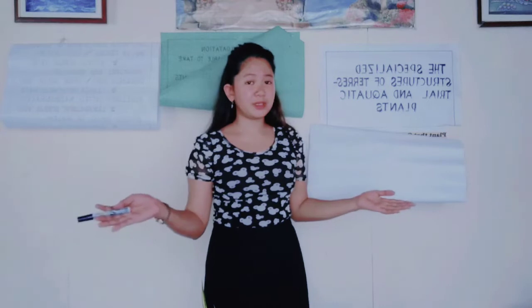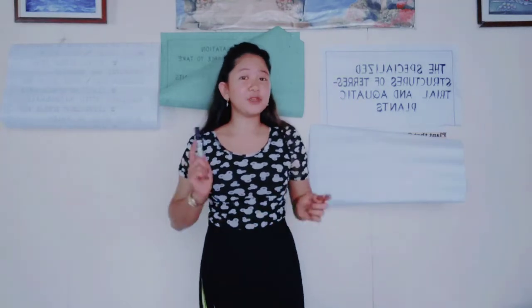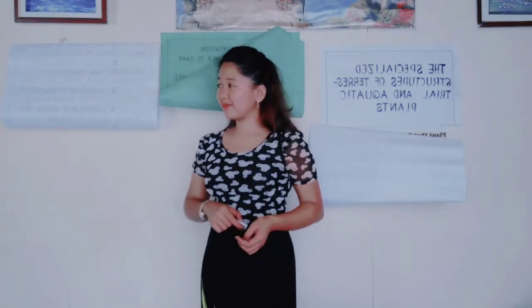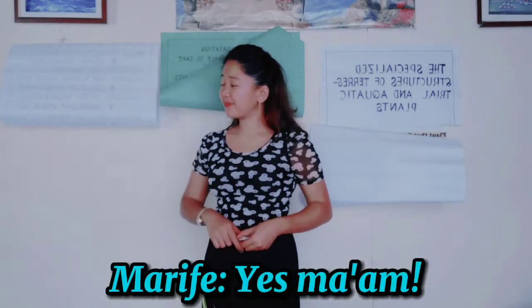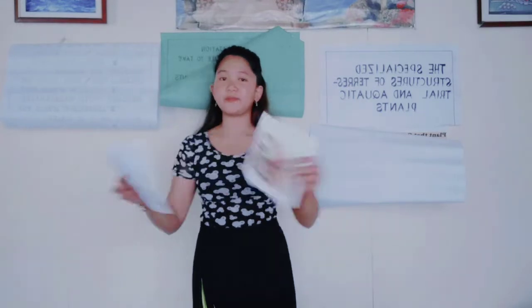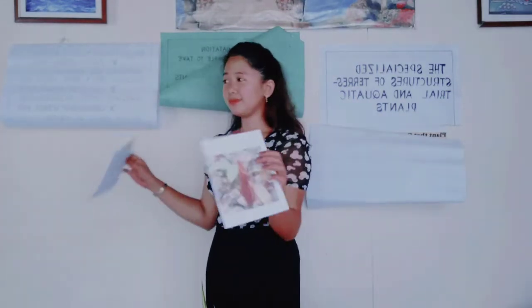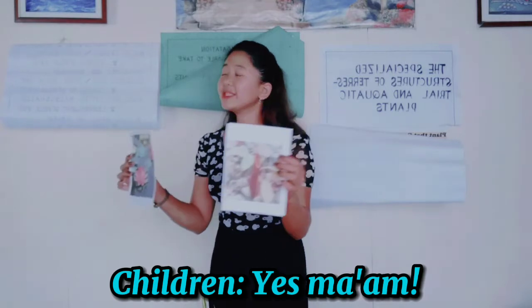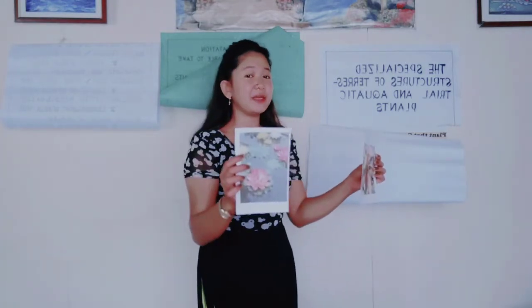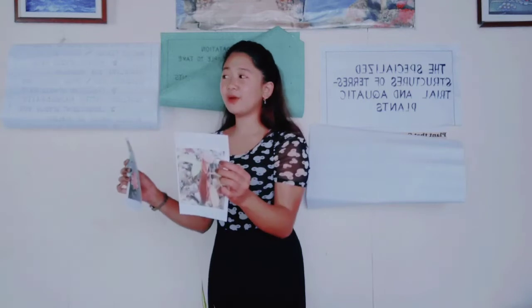We can find. Look around you. What do you see? Have you seen different kinds of plants? Marife? Yes, we can see different kinds of plants. I have here a picture. Take a look at these pictures. Can you identify and differentiate between them? What can you say about the environment they are living in? How about their structure?